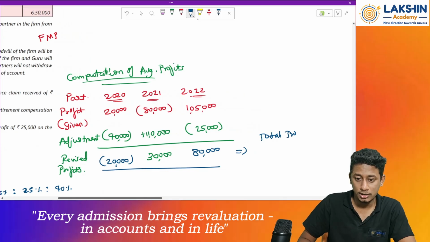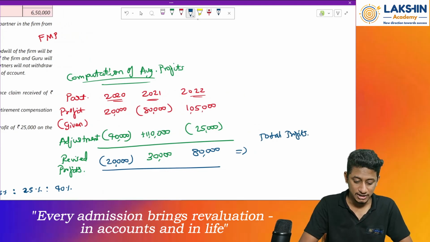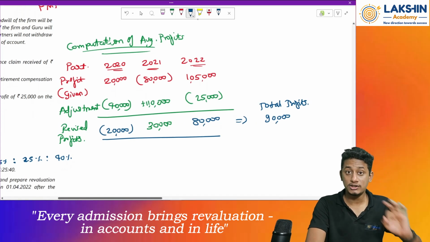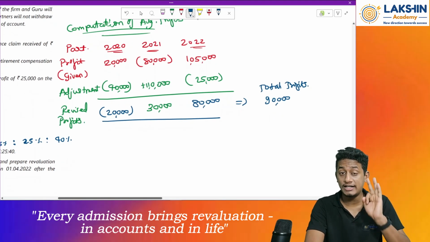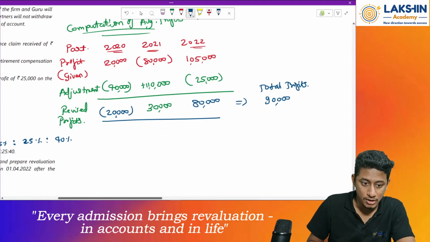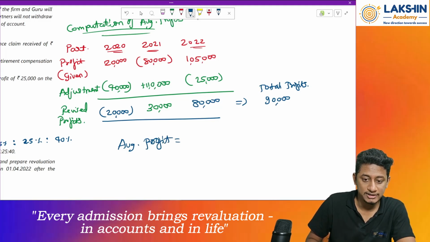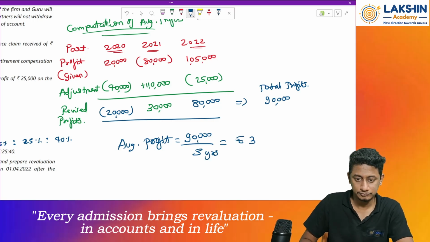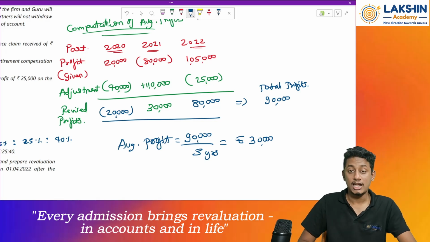So now total profits is how much? 80,000 plus 30,000 minus 20,000. That will be rupees 90,000. So 90,000 is the profit for 3 years. But what do we need to find out the goodwill? We need average profit. What is the average profit? Average profits is equal to 90,000 divided by 3 years. How much will that be? Rupees 30,000. Now I got my average profit.